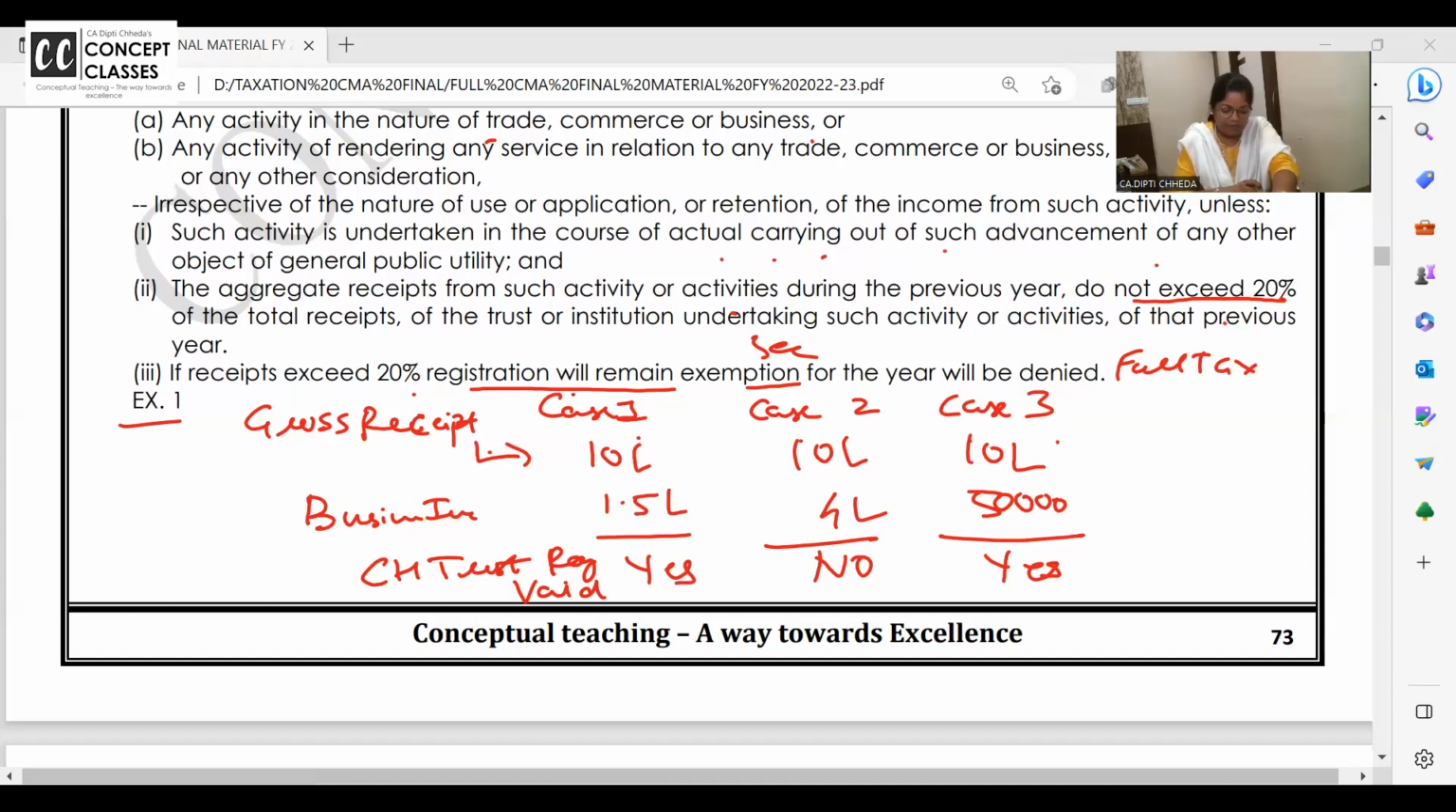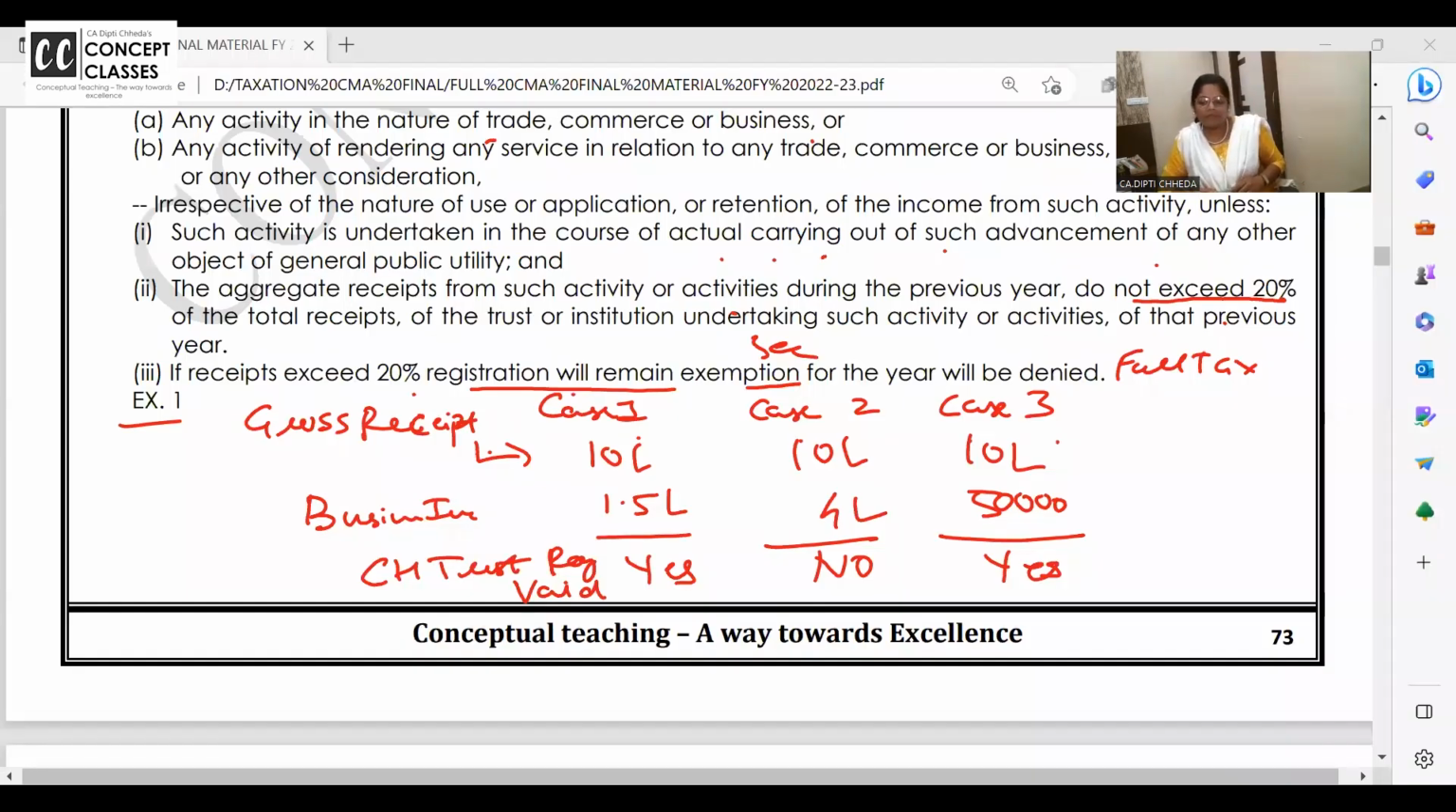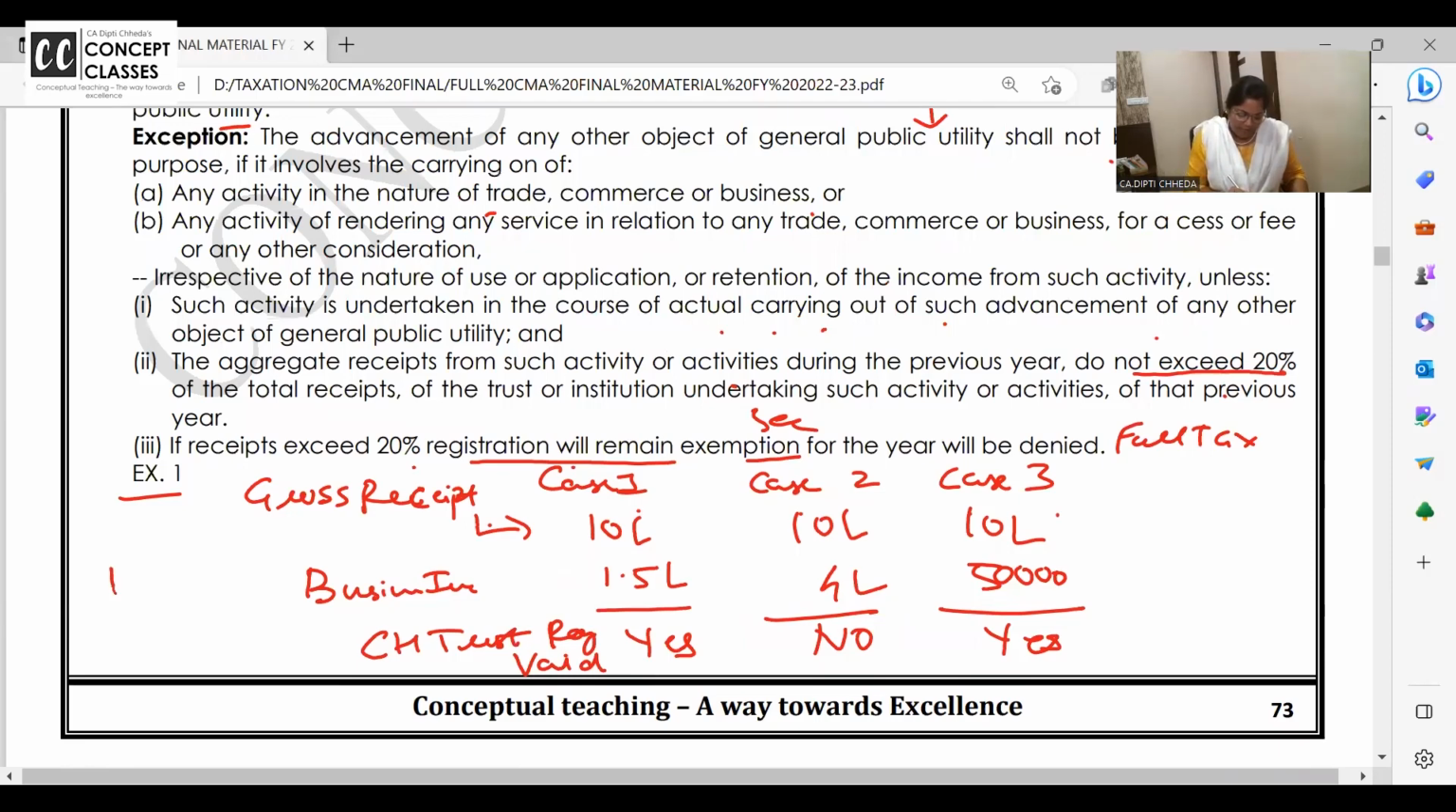Just check this 2 minutes. Is this clear? Bolo. Nice, no? This kind of question is already asked in MCQ. Itna bada nahi, 3 out of this any one case.